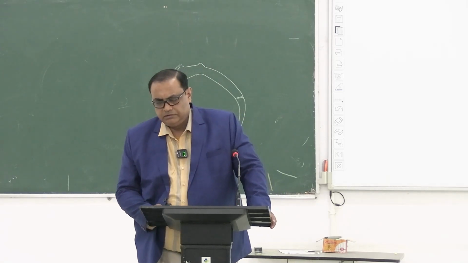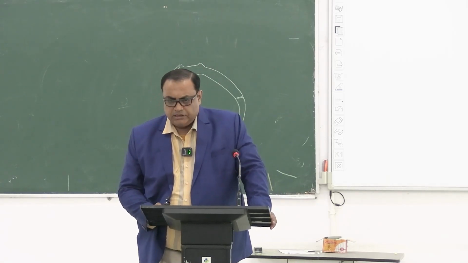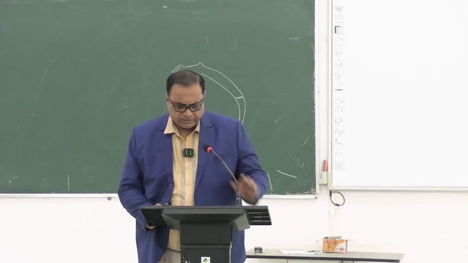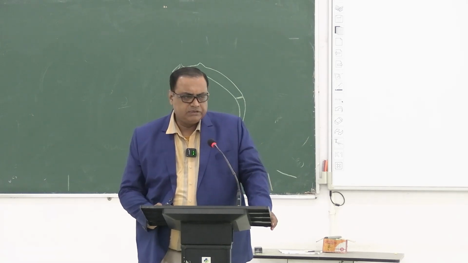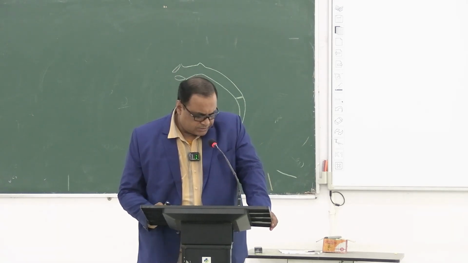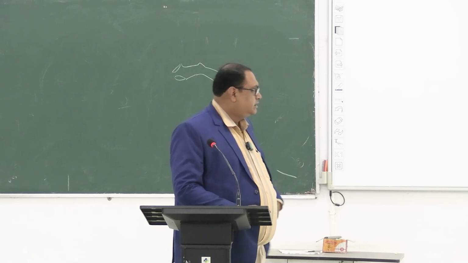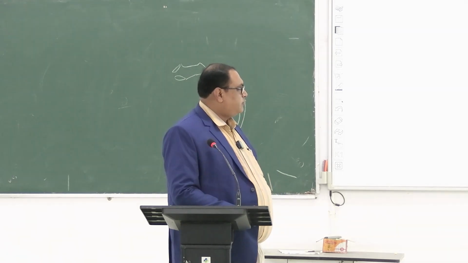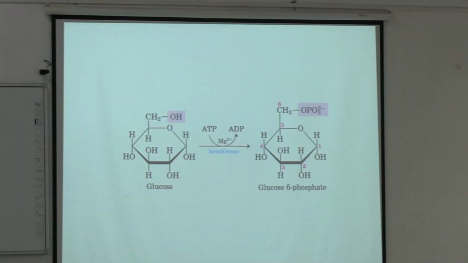So, we will start glycolysis. It has altogether 11 steps if we consider anaerobic glycolysis too. Otherwise, for aerobic glycolysis it has 10 steps. The step 1 is conversion of glucose to glucose 6-phosphate.